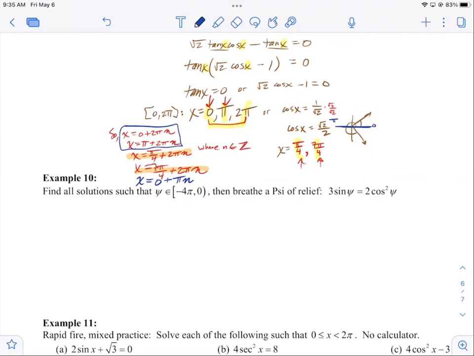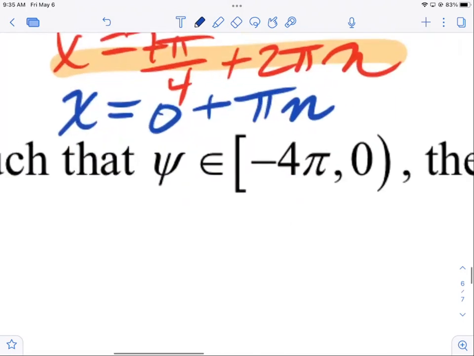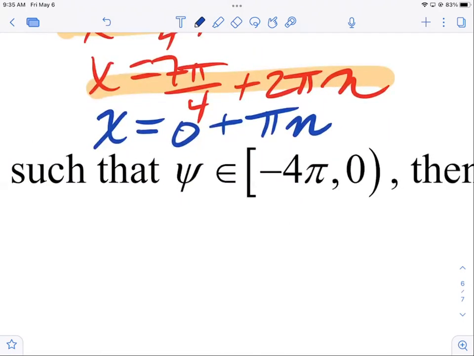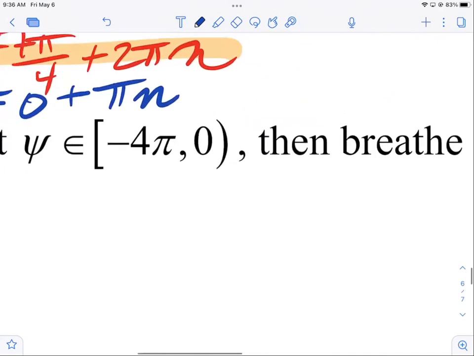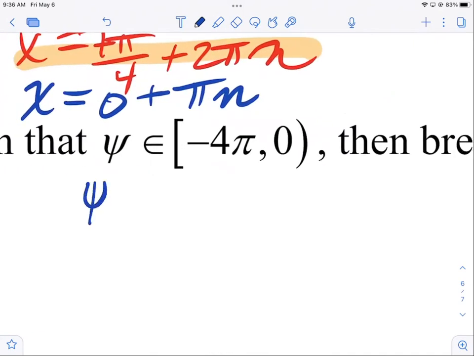Look at this. Find all the solutions such that, what the heck is that variable? It's not x anymore. No, theta is the circle with the line. It's psi. There's a clue if you keep reading. Then breathe a sigh of relief, right? So this is psi, and it's significant because if you say the word psychology, what sound comes out first? Psi, right?